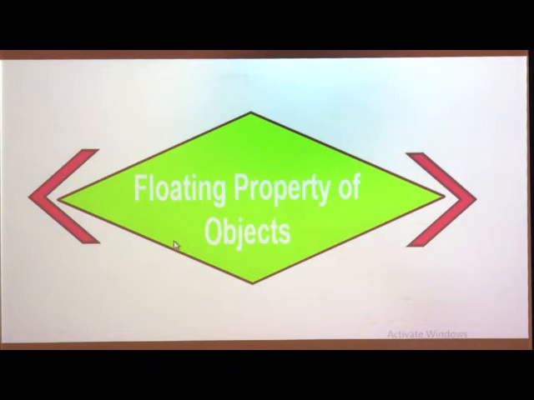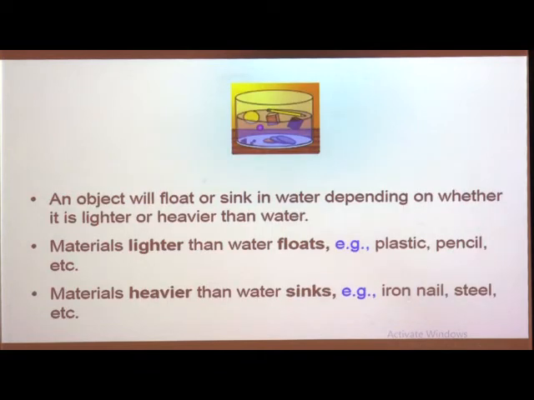Now, let us see about the floating property of objects. An object will float or sink in water depending on whether it is lighter or heavier than water. Suppose we take a big jar and put an object in it. You can find whether the object is floating or sinking in water. How do we know that the object is going to sink or float? It depends upon whether the object is lighter or heavier.